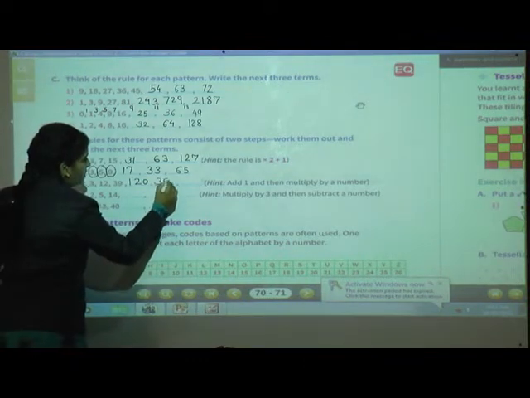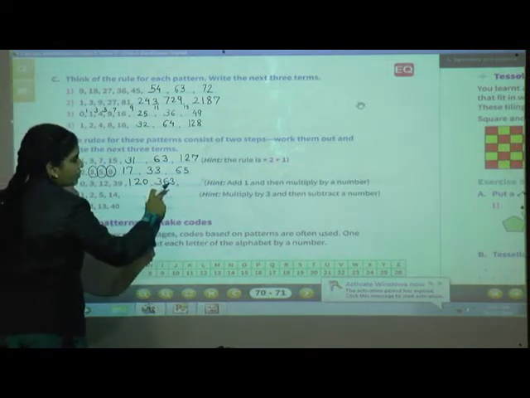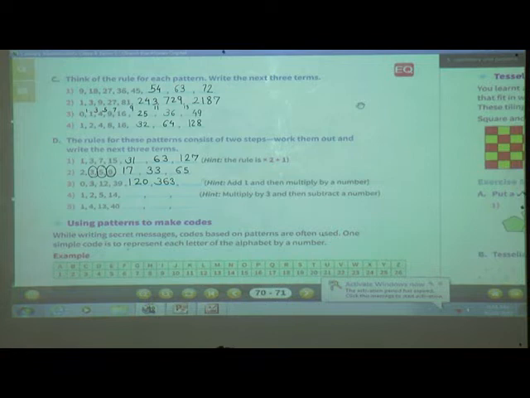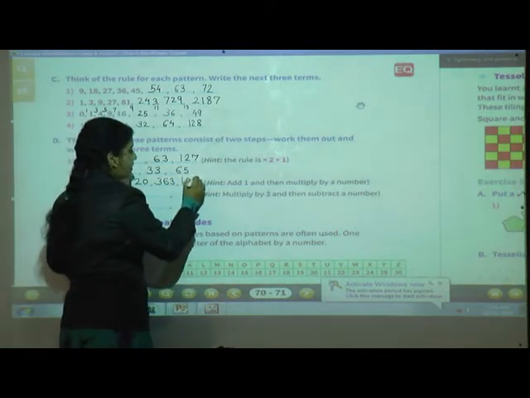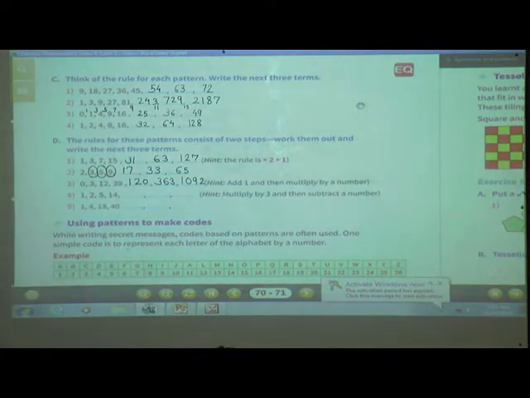363. Here as per the rule, the hint they have given us, so just add 1, 364 you will get, and multiply 364 by 3. Here students, tell me the answer. Yeah, very good, 1092. Okay, now fourth one.